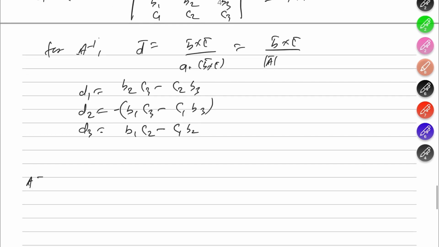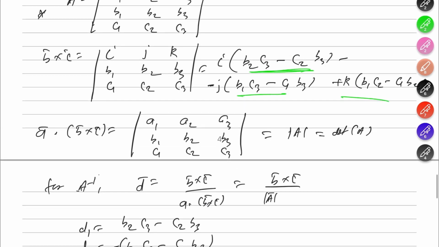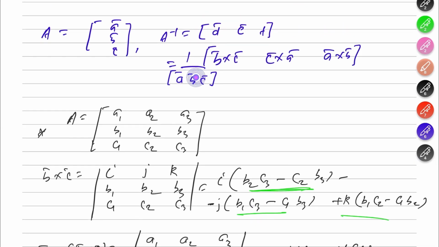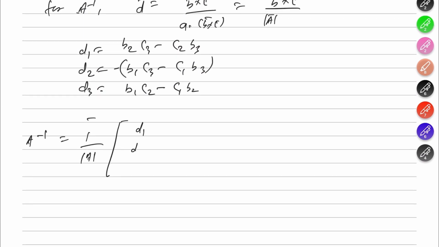So clearly, if I have to say A inverse, it is 1 upon determinant of A. This one we have already discussed: determinant of A, B, C. So B cross C is D, and D means here we get D1, D2, D3. Here similarly we get E1, E2, E3, F1, F2, F3. So this is what we got.